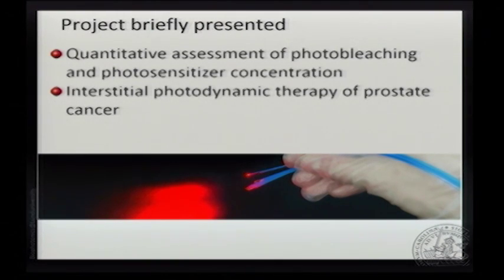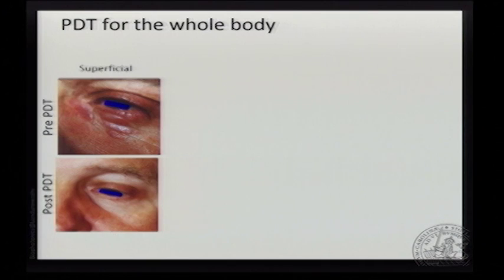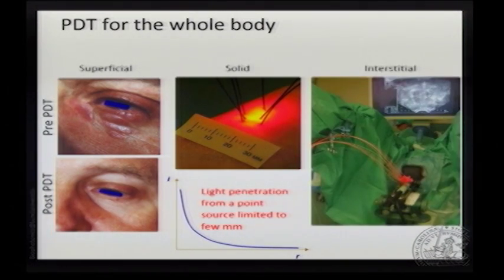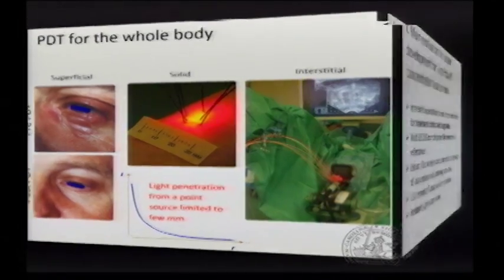So, PDT has been around for a long time and has been very successful for many superficial treatments. But as soon as the tumor gets bigger, we have a problem with the light penetration, and we have to go interstitial somehow in order to get the light deep down to the entire tumor volume. Light doesn't penetrate that deep, and how do we get around that? One way would be to deliver the light inside the tumor by having interstitial light delivery.